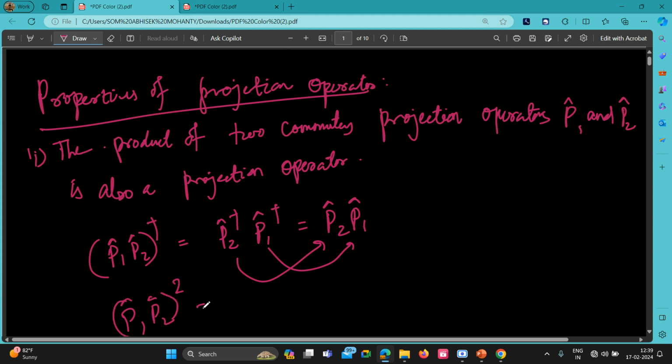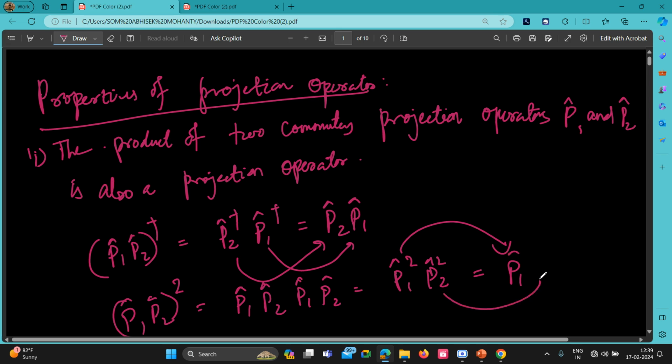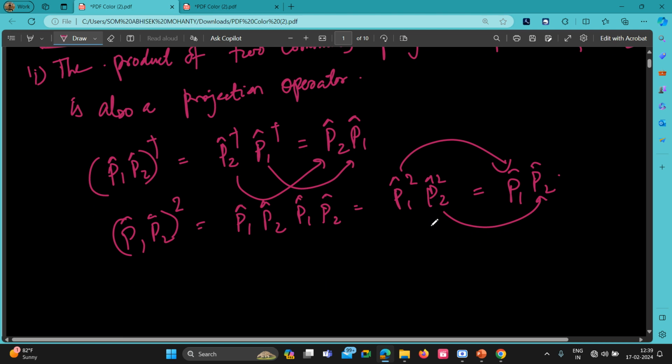If you see the square, it will be P1 P2. We will just write like this. Square means multiplied twice. So this is your P1 square P2 square, which is actually again projection operator, meaning square is equal to its original value. So see, product of two commuting projection operators P1 P2 is also a projection operator. Is it clear?